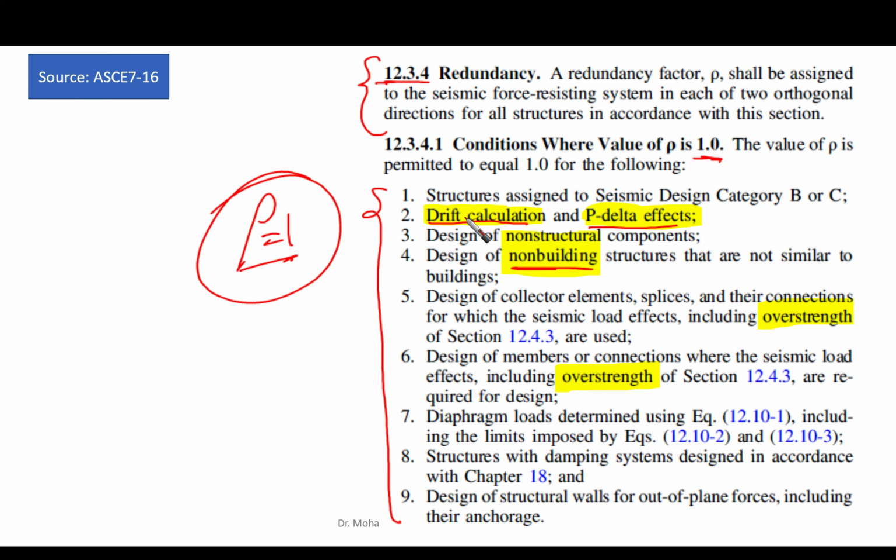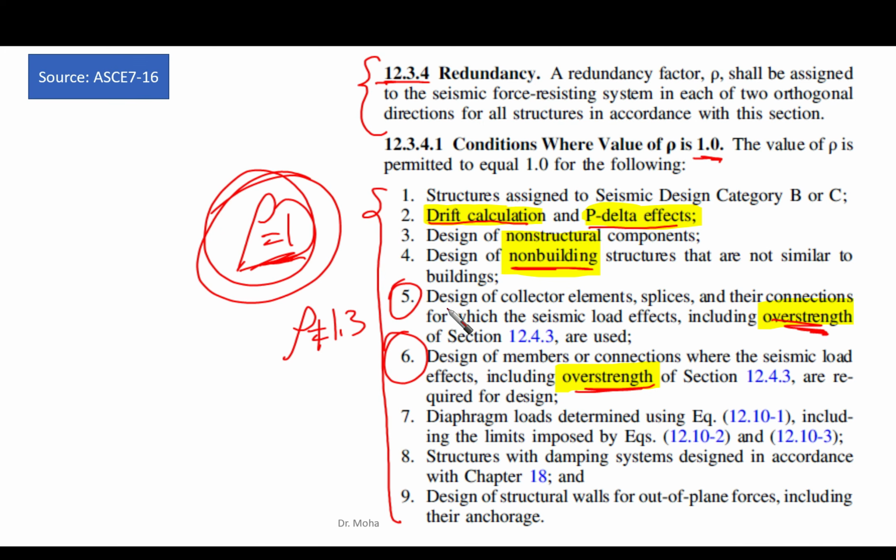Drift calculation is about drift, which has nothing to do with shear strength. The P delta effect also has nothing to do with it. Also, in some cases where overstrength is going to be used in the load combination, there is no need to use rho. Rho should be 1. It will not be 1.3 in this case. That's it. There are other exceptions, but it is not the scope of this video.